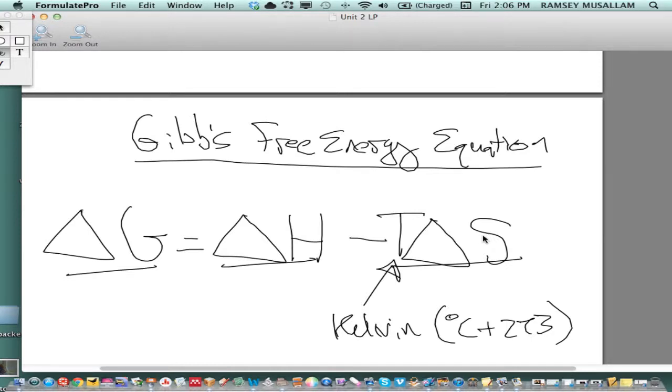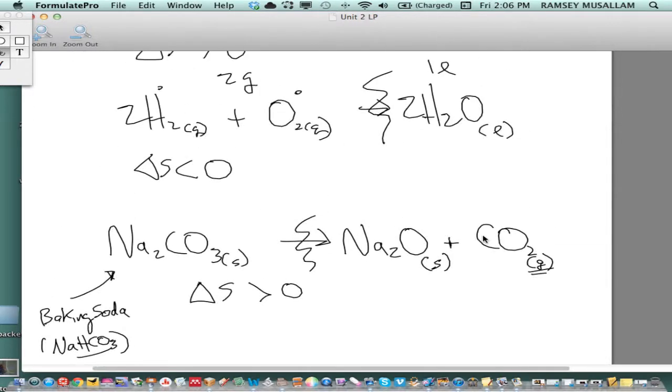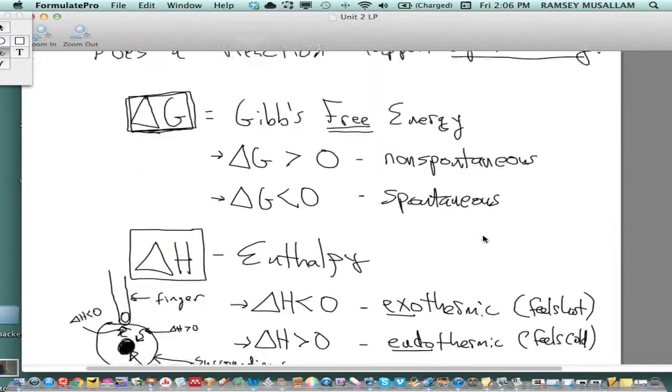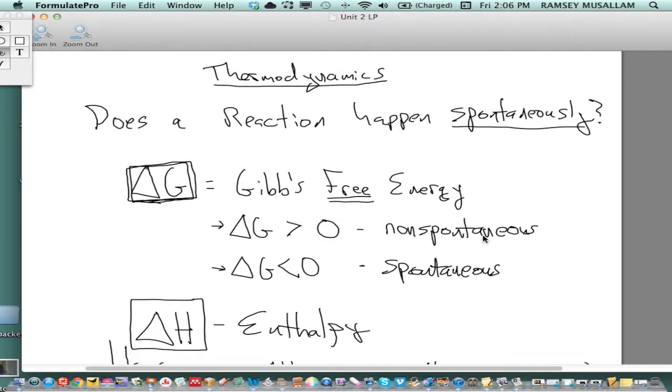All right, so that is a little intro to thermodynamics. Let me go through and summarize it real quick. Thermodynamics is not thermochemistry. Thermochemistry deals with just delta H. Thermodynamics deals with if a reaction happens spontaneously. If it happens spontaneously, it doesn't have to happen fast. At 1 degree Celsius, an ice cube will spontaneously melt slowly. And at 100 degrees, it will spontaneously melt fast.